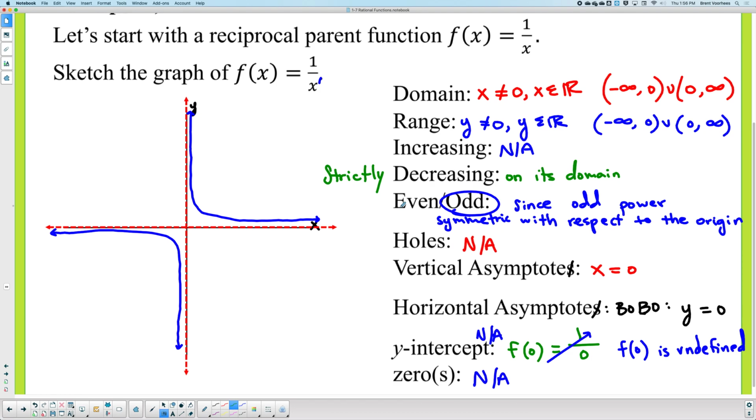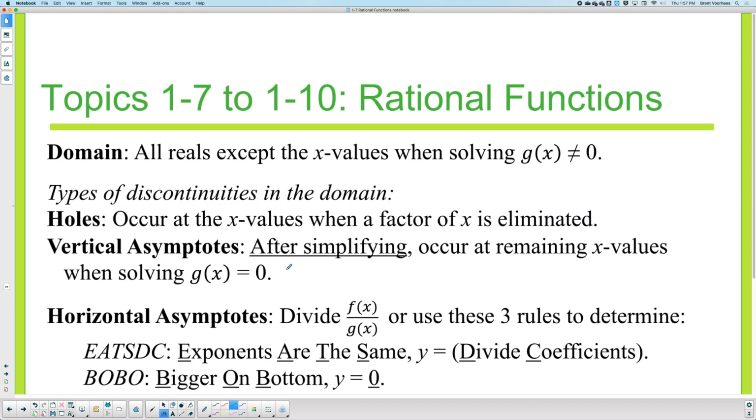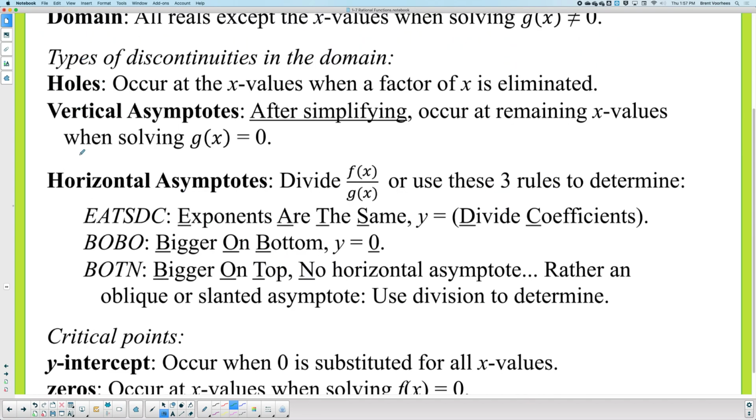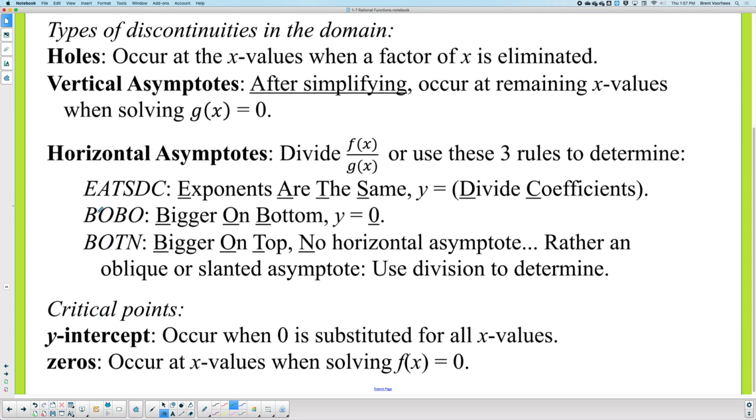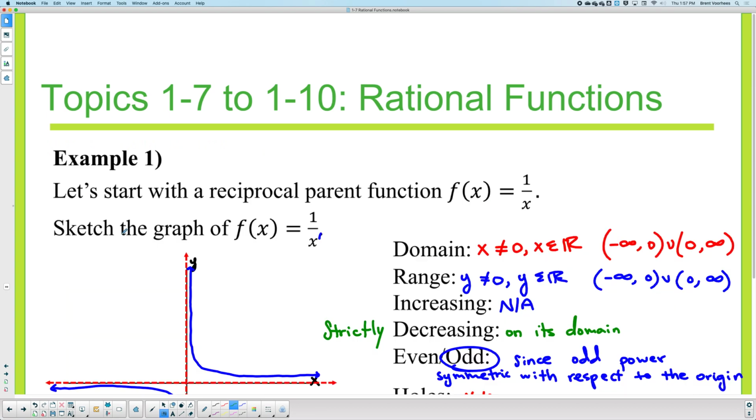So that's the gist of the parent function. So for the rest of the day, what I'm really going to focus on are not these review items. I'm going to do the new ones. So I'm going to do domain, followed by holes, vertical asymptotes, horizontal, y-intercept, zeros, and then limits. Those are the things we're going to look at, and we're just going to give a lot of practice. Again, if you're at home and doing this, you have this cheat sheet right here to help you find those values that I'm going to be describing as we go on today. There was that word BOBO I used a moment ago. Okay, with that, let's look at our next example.